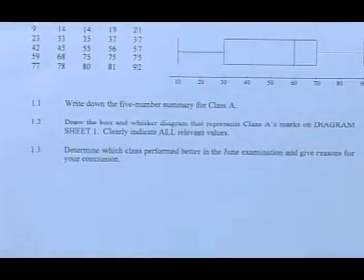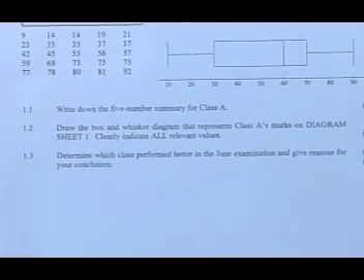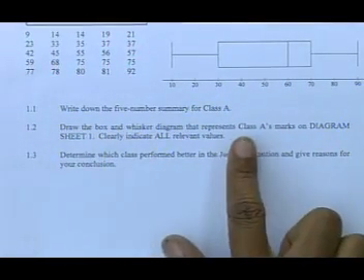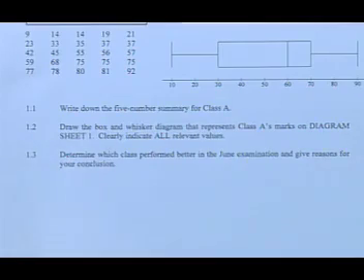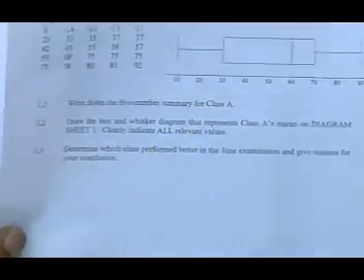The next question that they asked me was to draw a box and whisker diagram that represents Class A scores. Now look, I'm going to take the diagram sheet. The candidates were given a diagram sheet, and on this diagram sheet, they now have to draw a box and whisker plot for Class A.